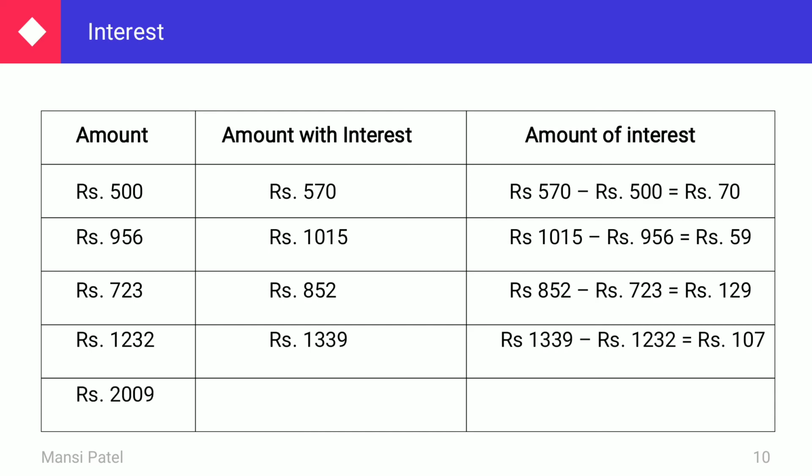Now the amount is 2009 and the amount with interest is 2246. By subtracting these two amounts, you get the amount of interest. So when you do the subtraction of 2246 minus 2009, your answer is 237. So this rupees 237 is known as the amount of interest.